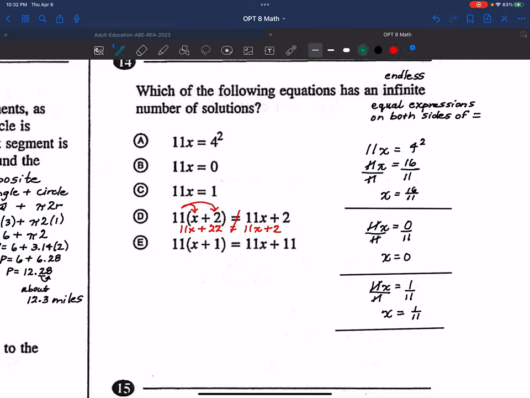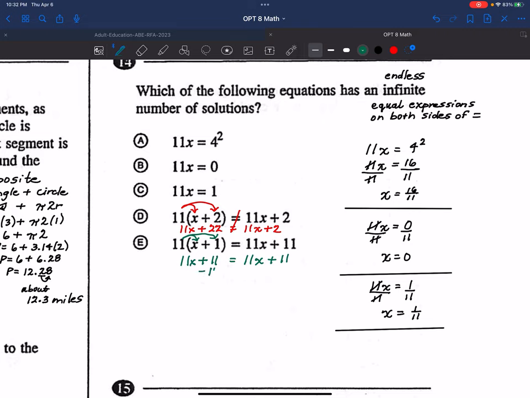But look at this last one. Let me do some distribution here. 11x plus 11 equals 11x plus 11. Okay, anything I put in there, it's going to balance because I'm starting with exactly the same thing on each side. Now let me go ahead and solve this.